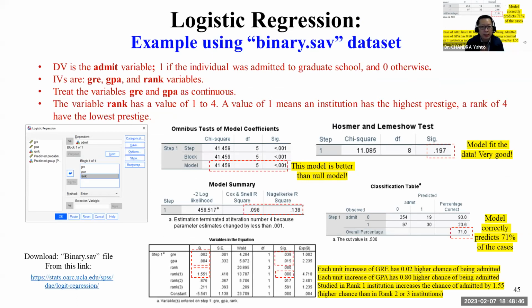So here I use a dataset called binary.sav, which you can download down there at the bottom. And they're trying to understand what factors predict people to get admitted into the graduate school. So the variable admit is the DV, dependent variable. If a person is admitted, they get a score of 1. If the person doesn't get admitted, it scores 0. So the DV, dependent variable, is categorical, 1 or 0. Right?